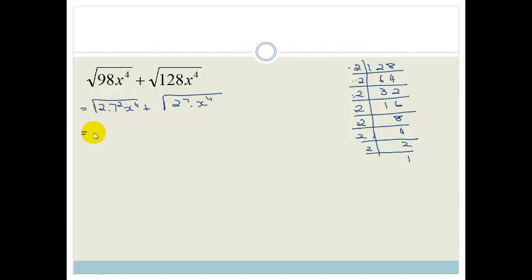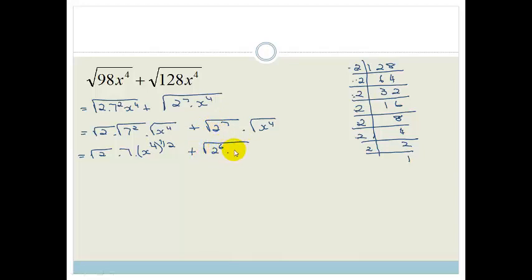Okay, so this can be broken up as root 2 times root 7 squared, times root x to the 4, plus root 2 to the 7 times root x to the 4, okay? So therefore the root 2 stays, agreed? Square root of 7 squared is just 7. The square root of x to the 4 is the same as x to the 4 all to the half. I'll show you about that now. Plus, now this is a bit of a tricky thing, but if we realize that this can be rewritten as 2 to the 6 times 2, because remember, you add the exponents when you're multiplying, times x to the 4 to the half.